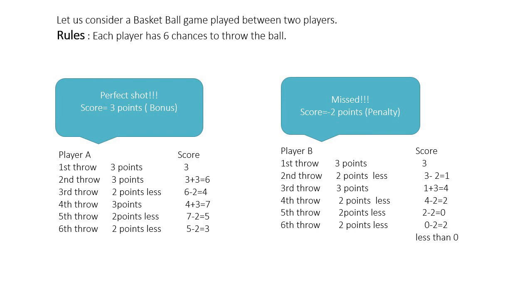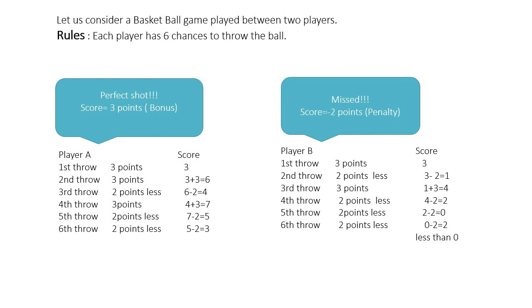For player A, the outcomes are as follows. In first throw, the player hits the shot, he scores 3. In second throw, he again hits the ball. So his score is 3 plus 3, that is 6. In third throw, he misses to hit the ball. So 2 points are deducted. So his score falls to 4. 6 minus 2, 4. In fourth throw, he again hits the ball, so 3 points are awarded to him.